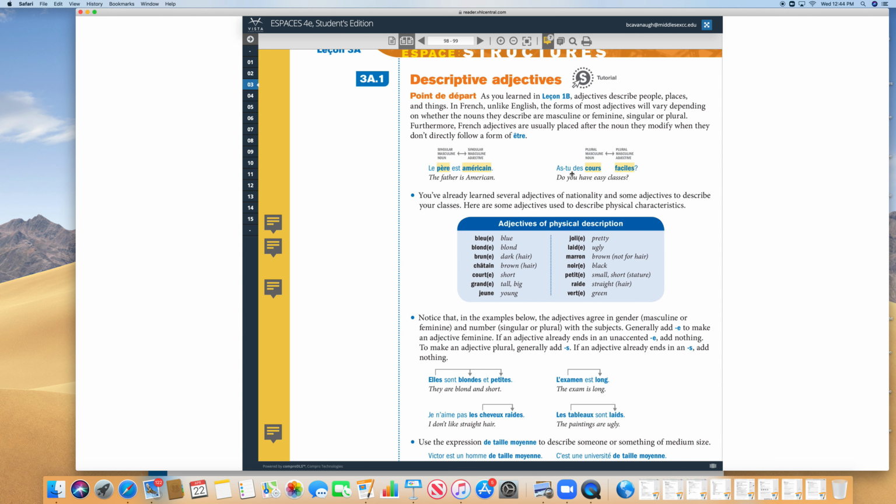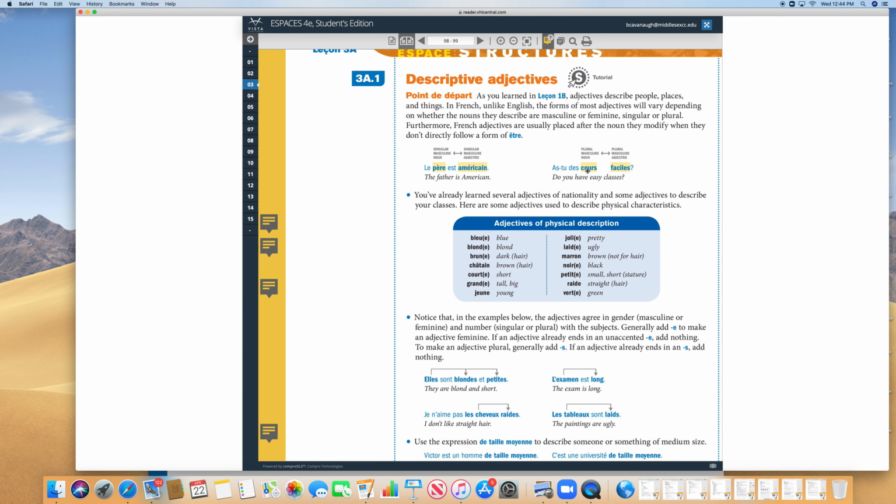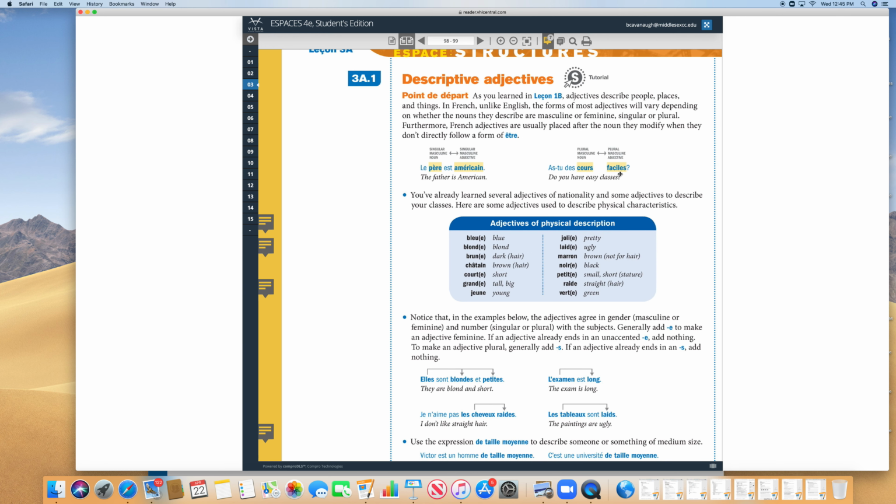Oui? So, as-tu des cours faciles? If you're a Spanish speaker, this is going to be easy for you. Which one is the noun? Cours. Which one is the adjective? Facile. And you see it, they put an S because it's plural. As-tu des cours faciles? What does that say actually in English? Easy classes. So you see in English, we put the adjective before the noun. Easy classes, adjective, the descriptive word. But in French, you're going to put the noun and then the descriptive word. Les cours faciles, oui? Okay?